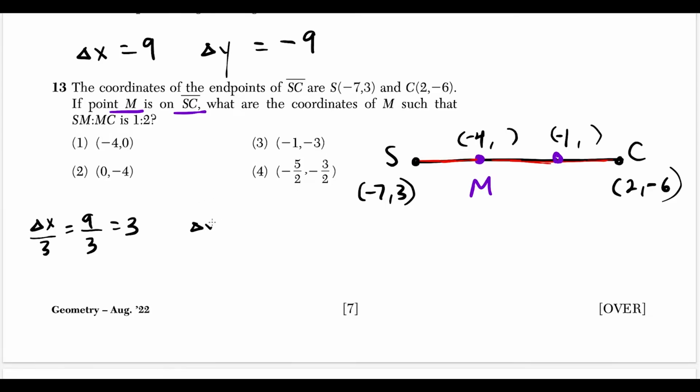So now delta y broken into 3 pieces would be -3. So now we're going to keep subtracting 3. So we have 3 minus 3 is 0. 0 minus 3 is -3, and -3 minus 3 would bring us directly to -6. So what are the coordinates of m? The coordinates of m are -4, 0.